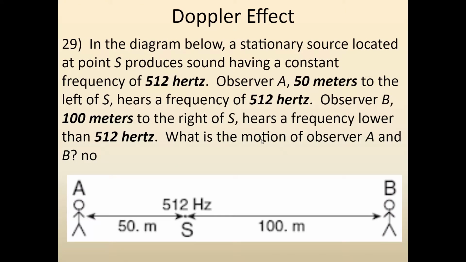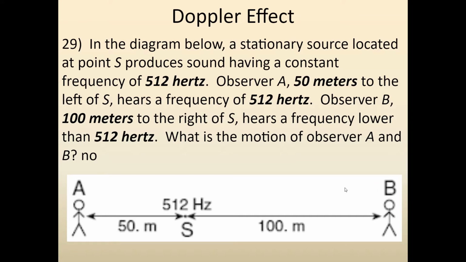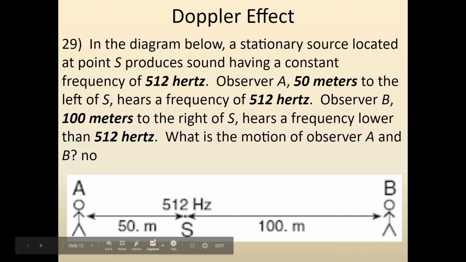All right, here's the next question. Pause the video, work on this, and we'll go over it in a second. All right. So they say that observer A hears a frequency of 512. Well, this source is producing a frequency of 512, so we know that observer A is not moving relative to this stationary source. So since the source is not moving, A is not moving. However, B hears a lower frequency than 512. So that means B would have to be moving away from the source so that we get a lower frequency. So A is stationary, B is moving away.